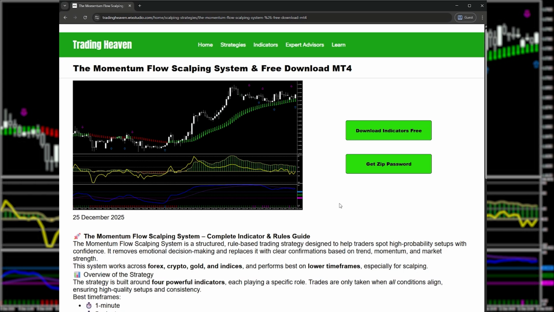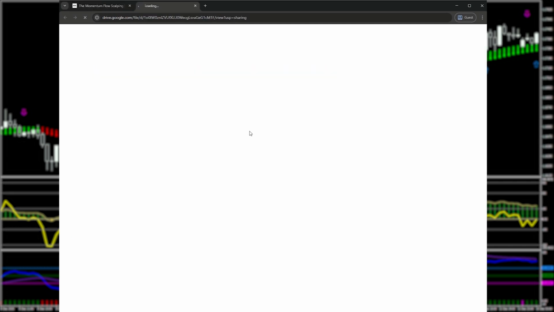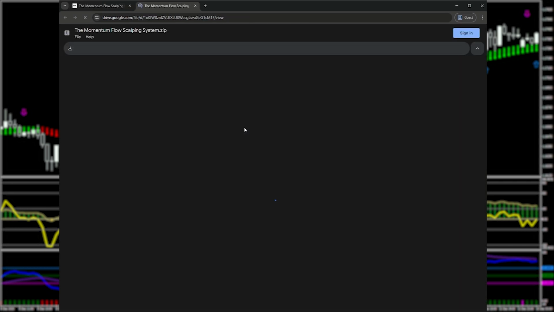Now, let me show you how to download the indicator and template with all settings included. First, go to the link in the description or the pinned comment. On the page, click the Download button. You'll also find the same button below the article. The file will download as a zip file.